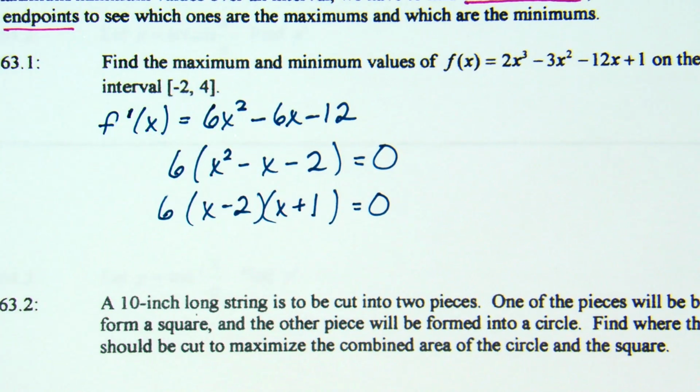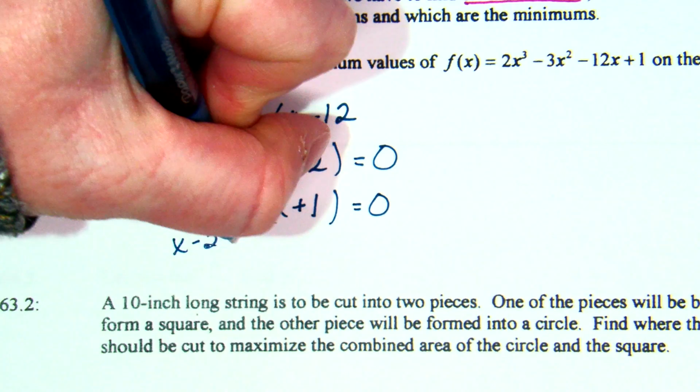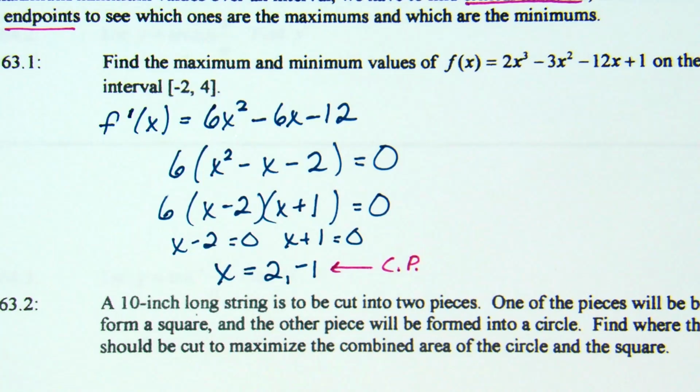Okay, set your parentheses equal to 0. And when we do that, we're going to get what? We're going to get 2 and negative 1. And what are those? Yeah, those are critical points. So, we are given critical points at 2 and negative 1. What else do we need to consider as critical points?